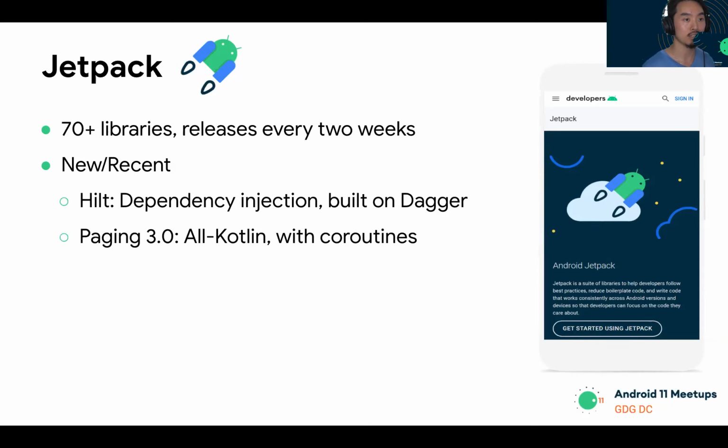Another one is Paging. Paging 3.0 was released. It was completely redesigned using Kotlin and with Kotlin in mind. It has support for things like coroutines inside of it, so you can use the paging functionality a lot more easily with Kotlin, and it's also backwards compatible with Paging 2.0.